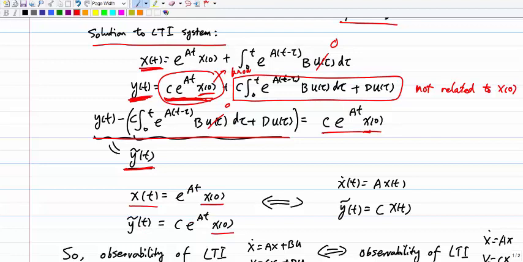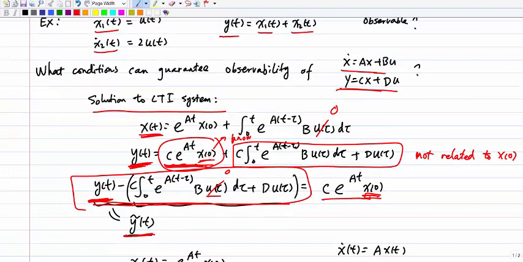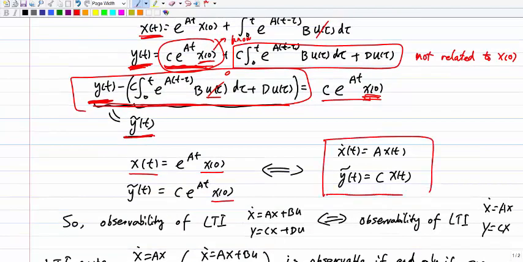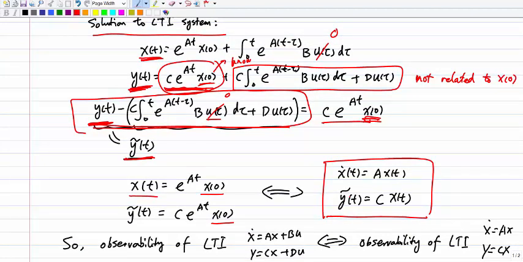So apparently, as we can see from here, it really doesn't matter what you select, because I only care about this one. You want to use yt and ut to figure out xt. It only matters the error, right, to determine my x0. So it doesn't really matter what ut you use. It turns out the observability of this linear time invariant system, this general form, is the same as the observability of this guy. You consider this as y tilde t over here, and you consider your ut is always 0.